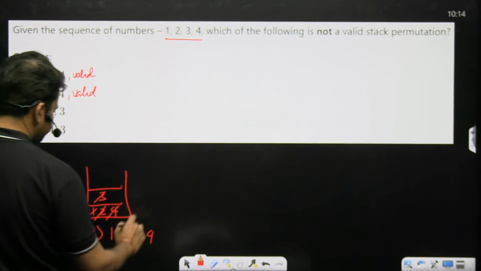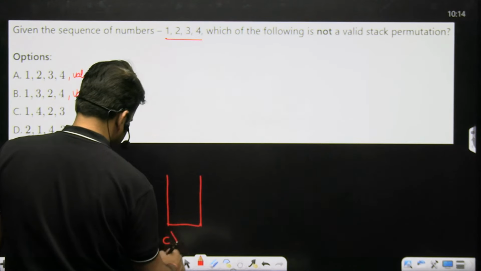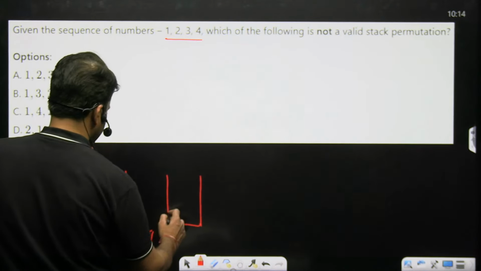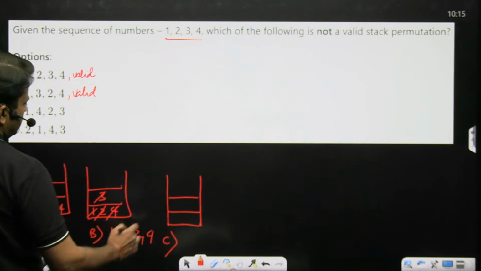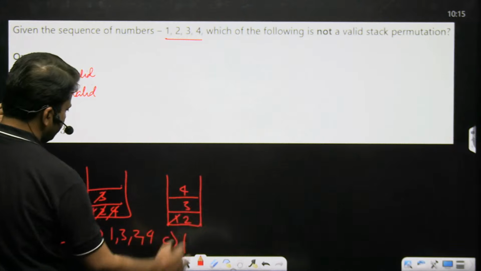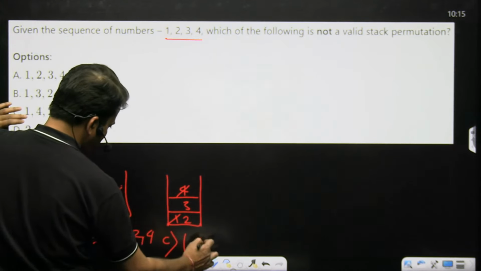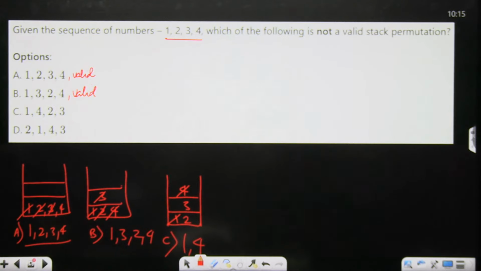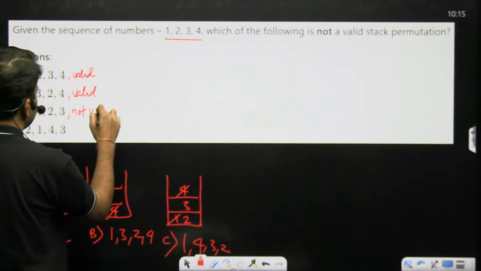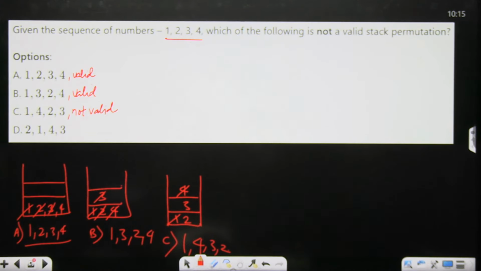What about C? If I talk about C, then 1 4 2 3, this is not possible. You can directly say it. How? Now I will tell you a shortcut. Push 1 here and pop 1, right? After this push 2, 3 and 4. Now pop 4. Okay, 1 pops, then 4, then 3 and then 2. So this sequence is not valid. This sequence is not valid.